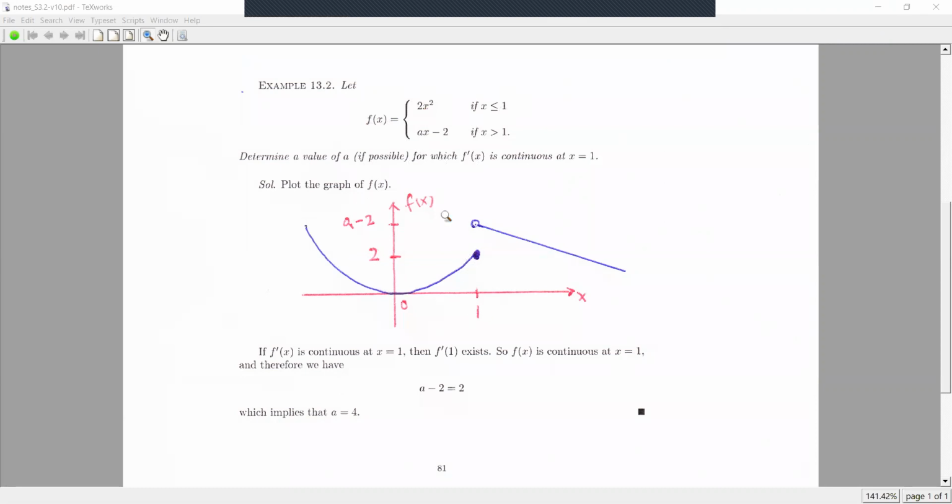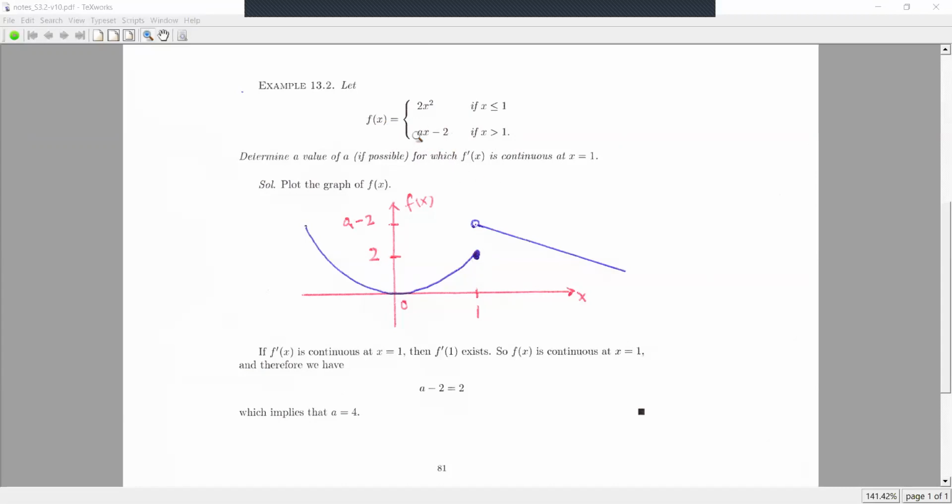If x is 1, the function value is 2 times 1 squared. So I put a solid point here. The height of this solid point is 2. Height is function value. It is 2. On the right side of 1, the graph of the function f is the graph of ax minus 2. A is a number. We don't know what the number is. But a number times x minus 2, the graph must be a line.